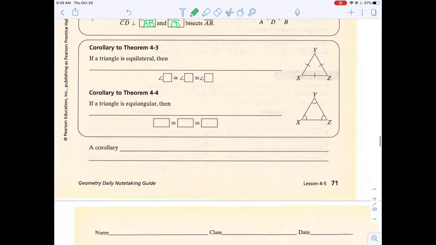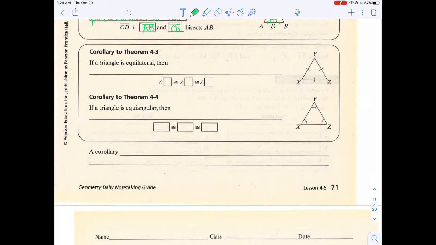Okay, then we have a couple corollaries. There's a lot of theorems here, people. Corollary to theorem 4.3 says if a triangle is equilateral, then the triangle is equiangular. So if you know all the sides are equal, we know all the angles are equal. So angle X is congruent to angle Y, congruent to angle Z.